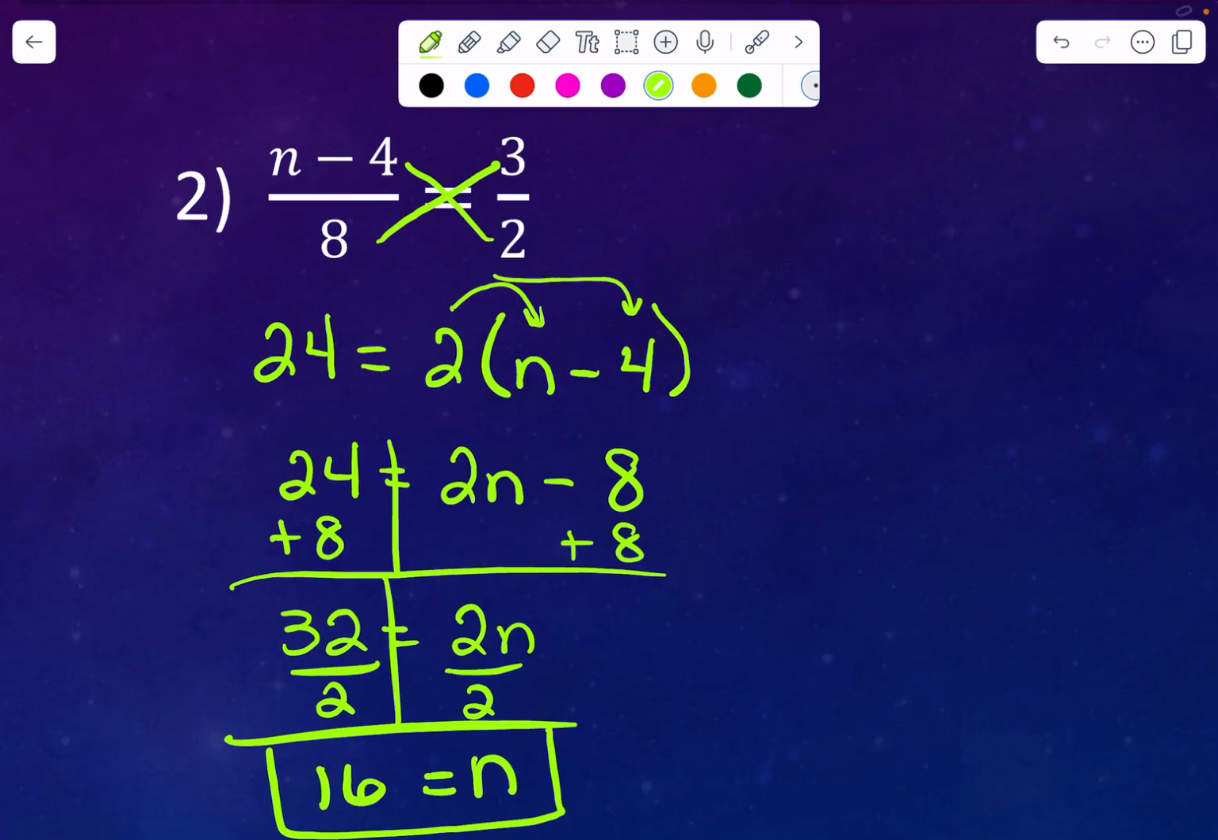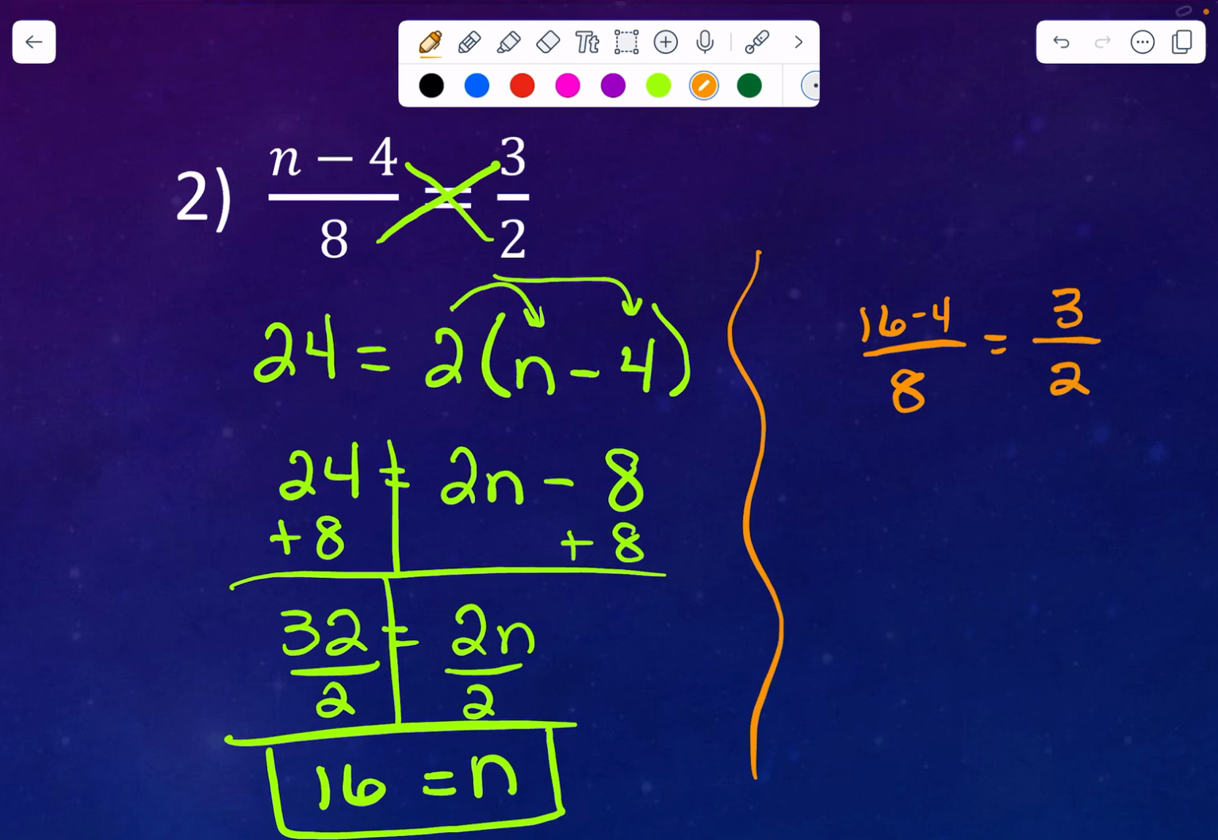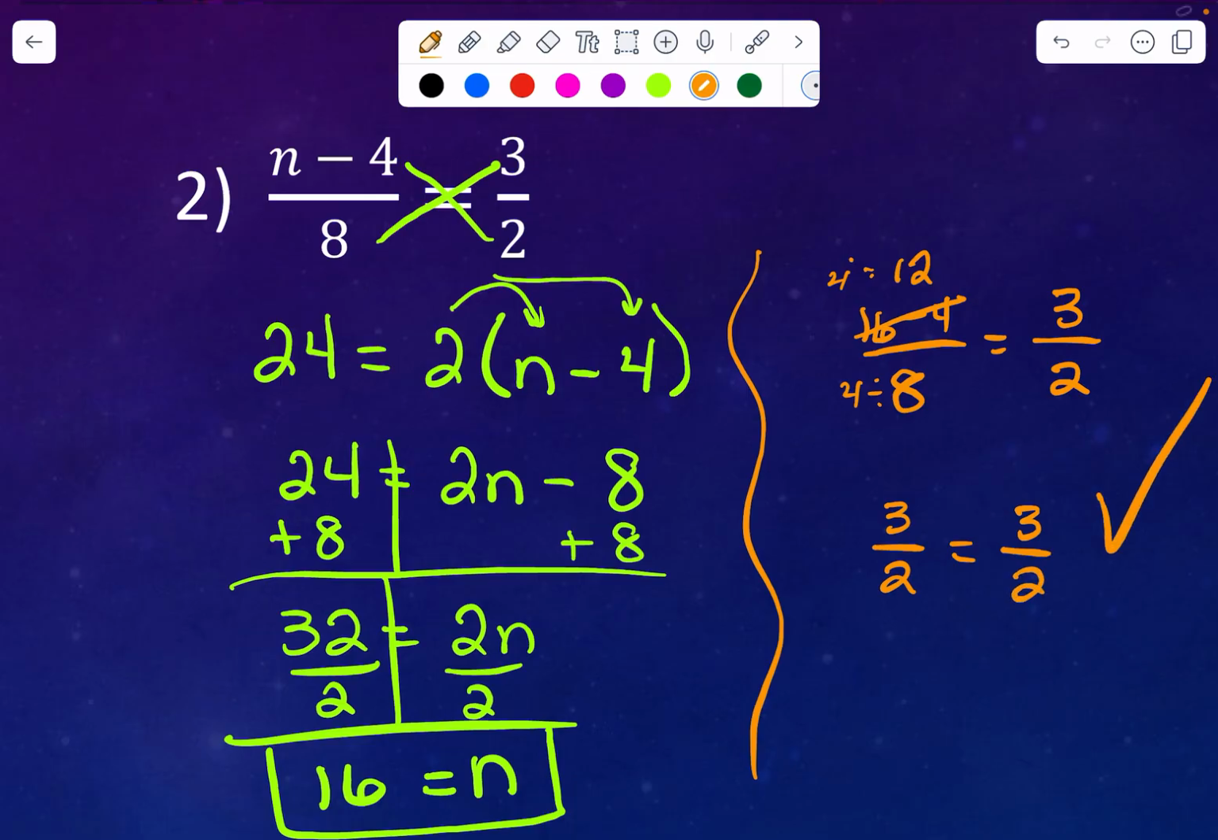Now, since that came out exactly a whole number, if we plug that in, this is how you would check it: does 16 minus 4 over 8 equal 3 over 2? If we look, 16 minus 4 is 12. Does 12 over 8 equal 3 over 2? Well, if you simplify 12 over 8, we divide them both by 4, and that gives me 3 over 2 equals 3 over 2. So yes, we know we found the right number.